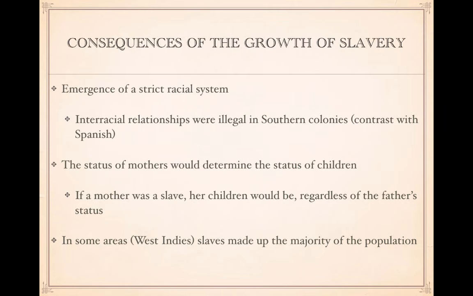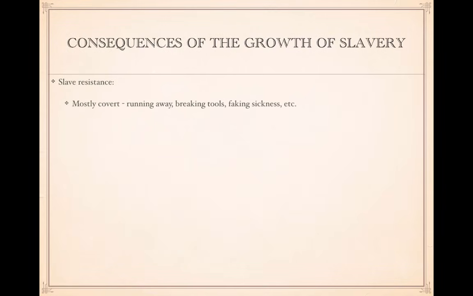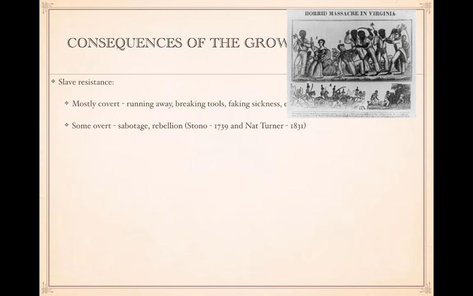Now, in some areas of the West Indies, slaves made up the majority of the population. More of the people living there were slaves. So this will lead to strict slave codes to regulate their behavior. Now, let's talk about slave resistance. Most slave resistance came in covert forms, and that's running away, that's breaking tools, that's faking sickness. Rebellions did happen, and there's a couple you have to know, but they really did not happen often. There was some overt resistance, whether through sabotage or rebellion.